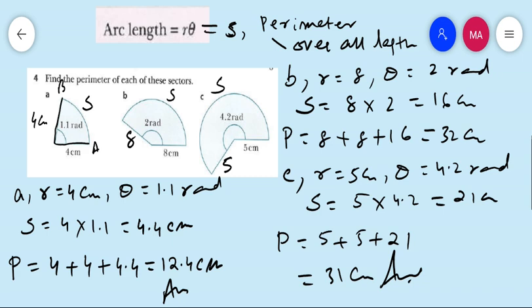So hope you completely understand question number 4, all parts, where the requirement is to find the perimeter. What does it mean? Perimeter means to find the whole length, overall length. Okay, let's start question number 5.